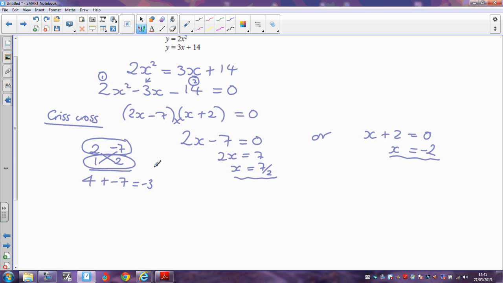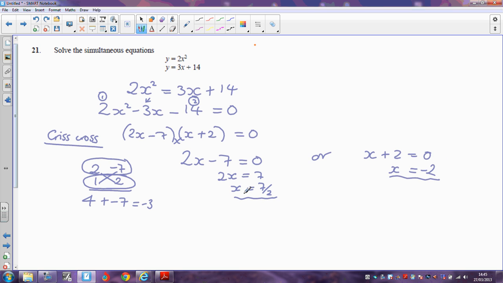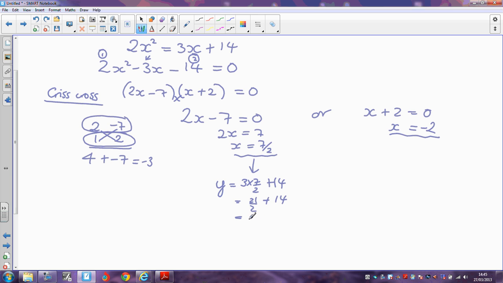Now don't forget, for simultaneous equations, we've got to find the y value as well. So I'm going to use the linear second equation here in each of these cases. So when x is 7 over 2, y is going to be 3 times 7 over 2 plus 14. Well, that's 21 over 2 plus 14. And if I simplify that, well, 21 over 2 is actually just 10.5, and 10.5 plus 14 is 24.5. Remember, 7 over 2 I could also have written as 3.5.